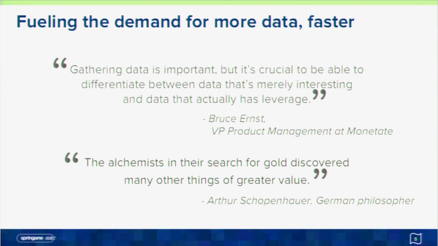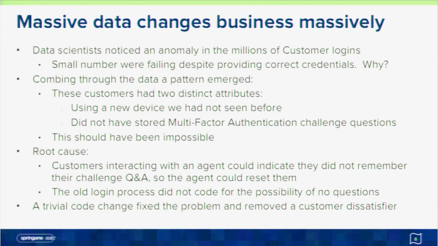The second quote I like because it's very indicative of what happens when we're working with large sets of data. And that's the alchemists in their search for gold discovered many things of greater value, which means when you're looking at this problem here, sometimes on the path to the solution, you pick up some things along the way that you weren't intending to find. And then oftentimes you can find some very interesting value there. So I'm going to tee this up with an example from within CapitalOne, one of the things that we noticed that kind of gets to those two quotes.